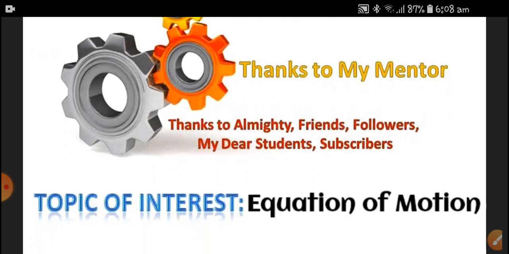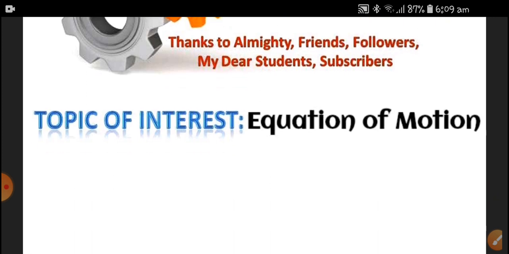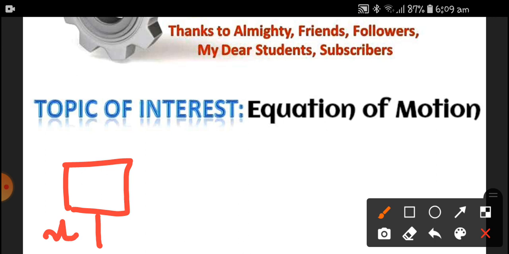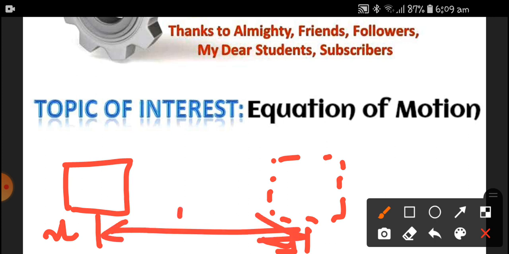Today's topic of interest is equation of motion. First of all, I would like to tell what is meant by a motion. A change of position is called a motion. Let's say this is a body, it is in the position of X. If the body wants to move to position Y, this is called a motion.